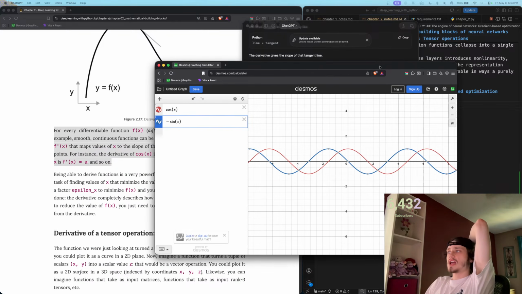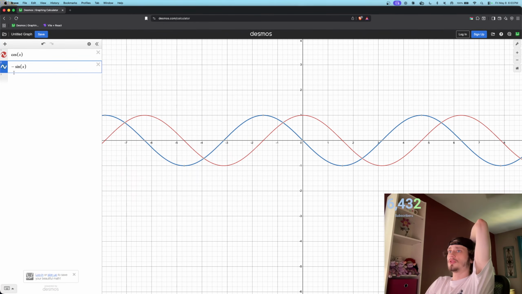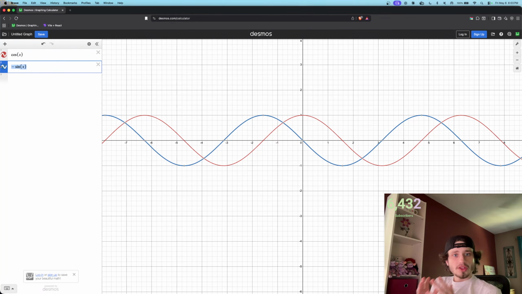Okay, got you. So what's happening here? In red, we have the cosine function. And in blue, we have the negative sine function, which is the derivative of cosine x. Right? Well, we want to know what this is. This function here is just telling us the slope at any given point x for this function. Right? This function gives us output values, but this function tells us the slope at any point x for this function.